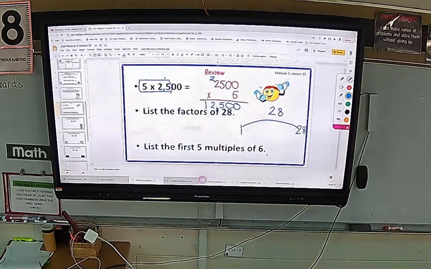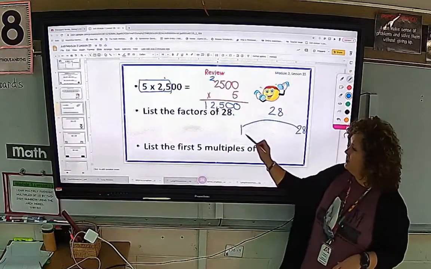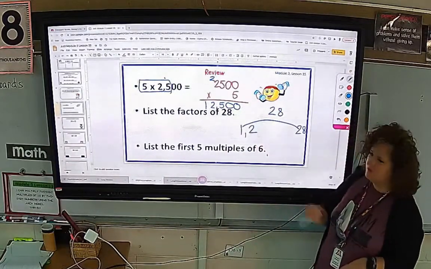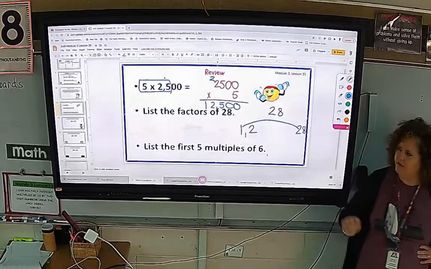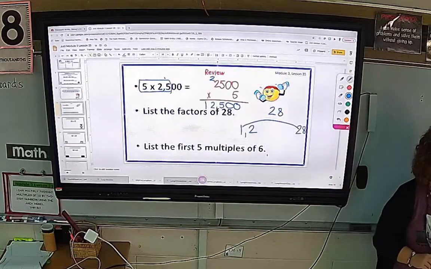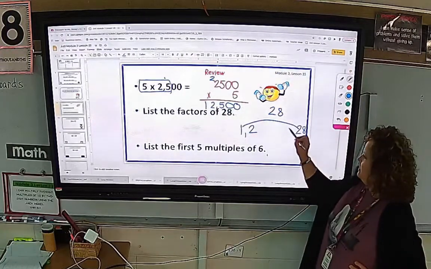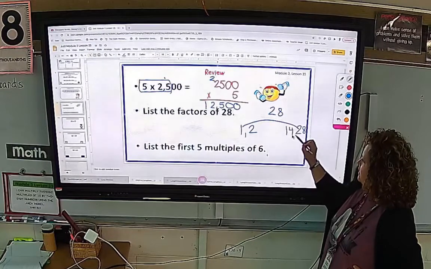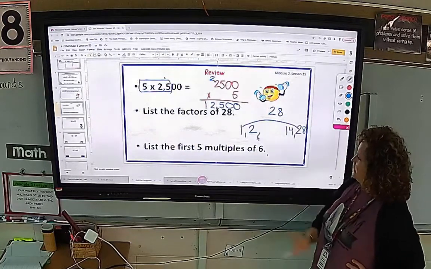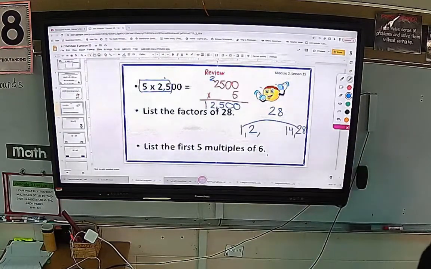Okay, so let's go to 2. Let's go to the next number. I want to go to 2 because I know 28 is what kind of number? Even. So I know 2 is going to be a factor. So 2 times what? If I divided 28 by 2, what do you think? 14. Okay. So 2 times 14 makes 28.